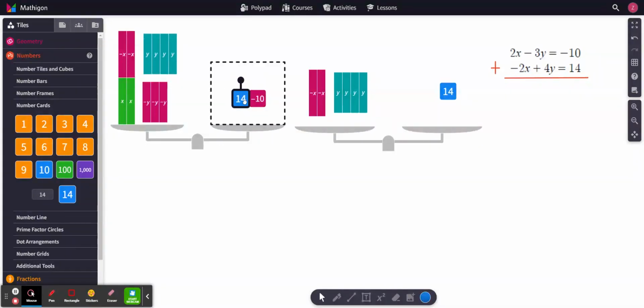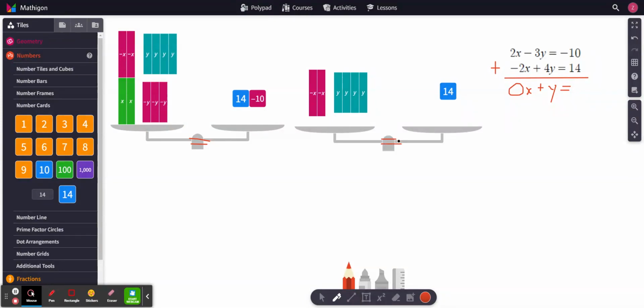Okay. And when I do that, let's go left to right, I get 0 x's, which I'll write out so it's obvious. But negative 3y plus 4y, I'm going to be left with a single y. And then on the other side of my balance scale, remember this means that they're equal when it's balanced. I've got negative 10 plus 14 is 4. So let's see that happen in the algebra tiles.